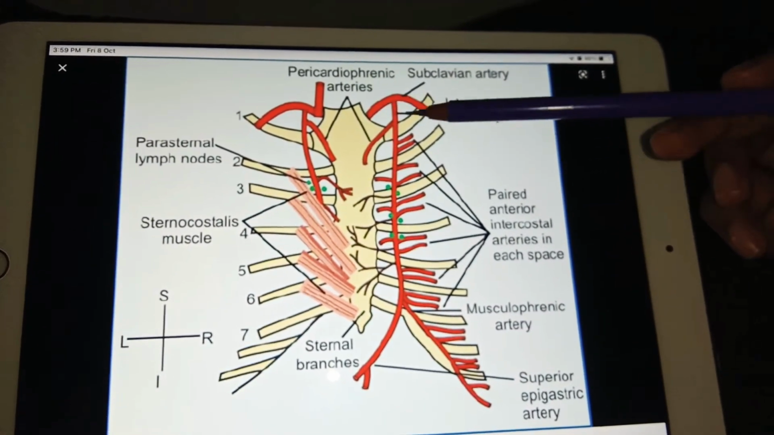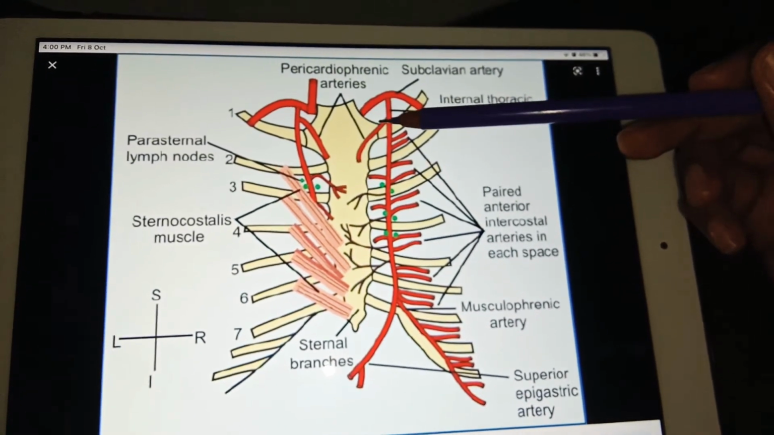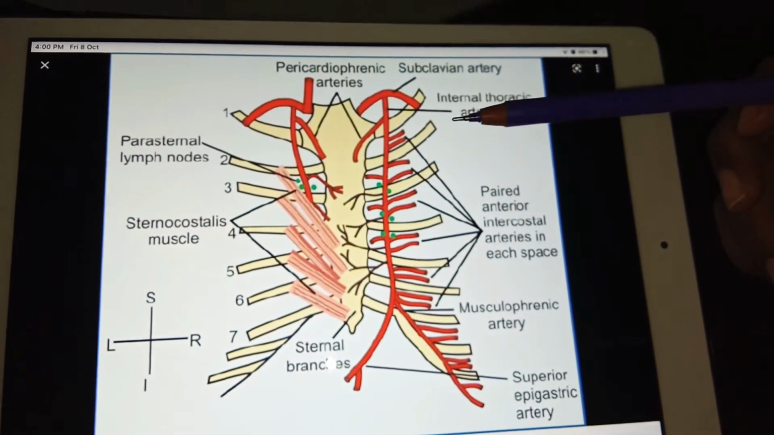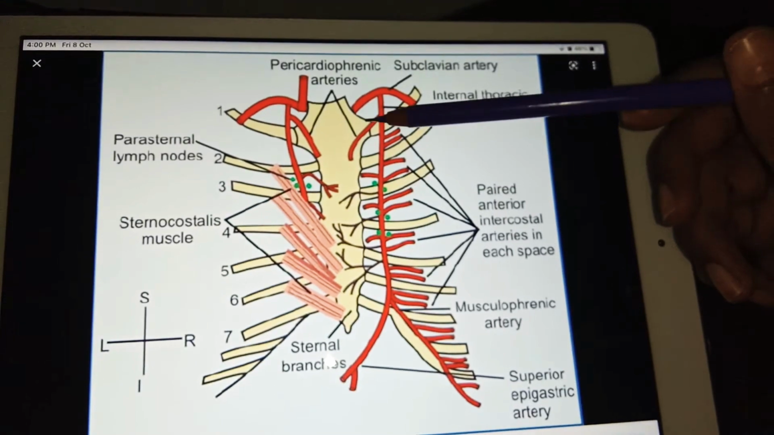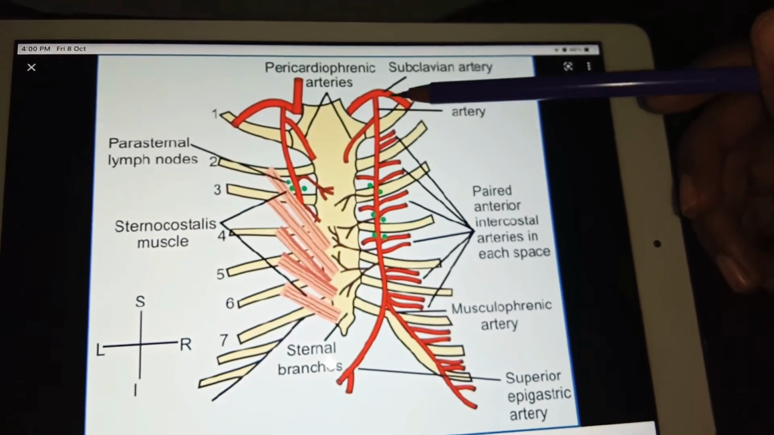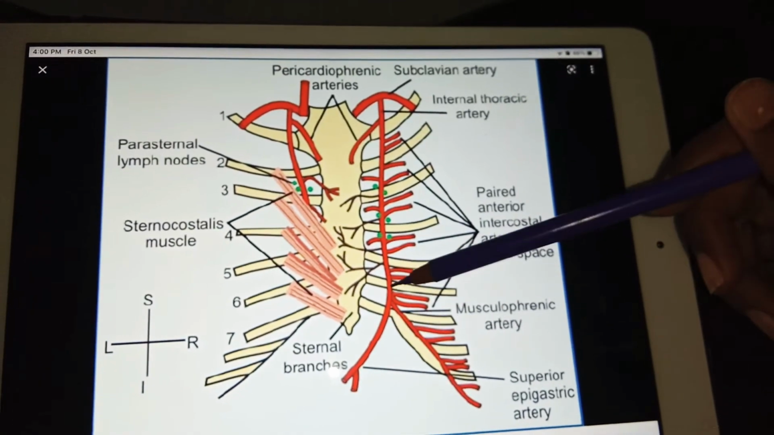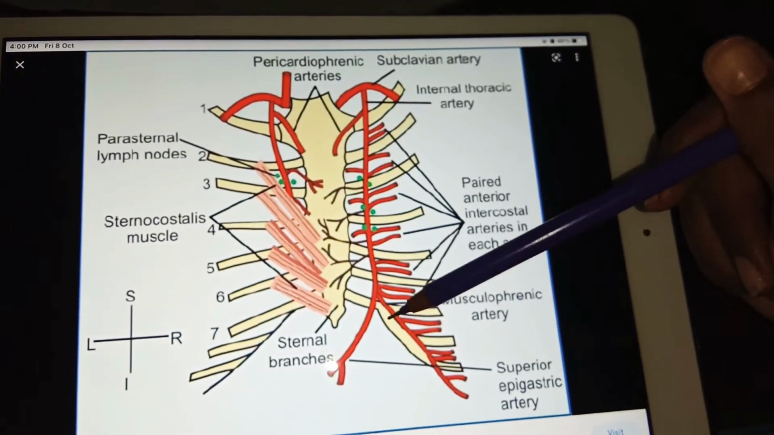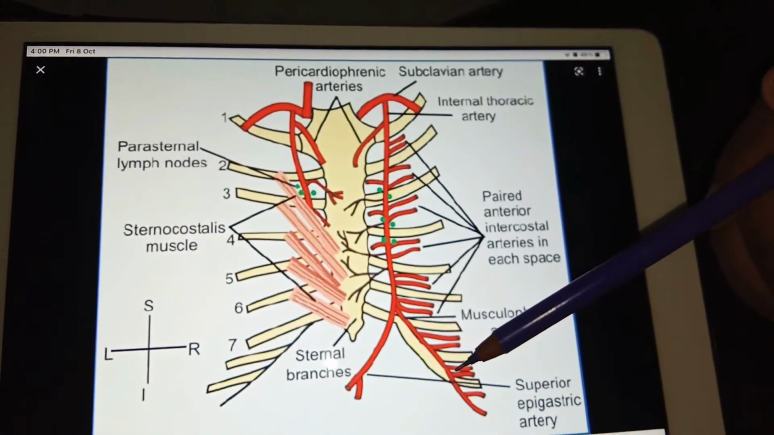Because of its course, it's starting from, you can see exactly at the sternal end of the clavicle. The sternal end of the clavicle is nothing but the medial plane. So here is the start of the internal thoracic artery. From there it runs along the upper 6 ribs, and it divides into the superior epigastric artery. You can see here. So this is about the internal mammary thoracic artery.